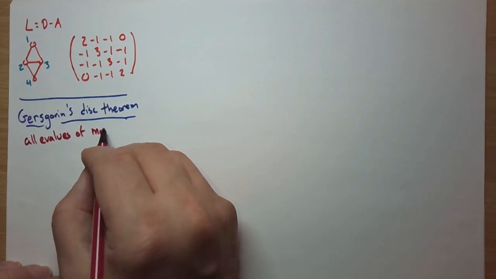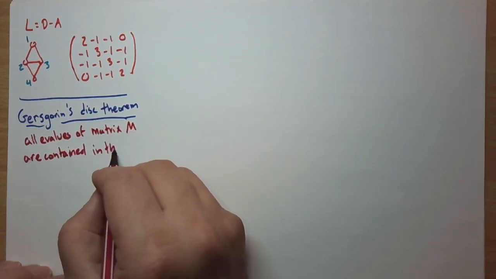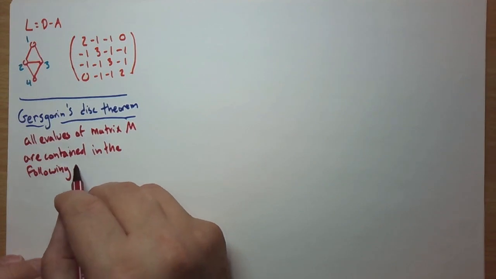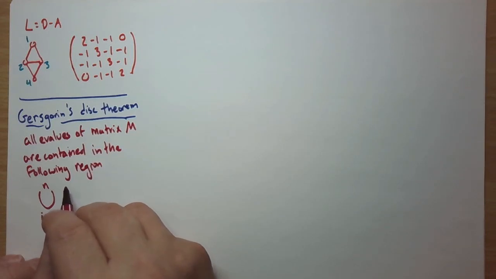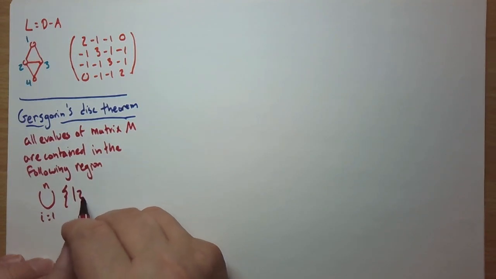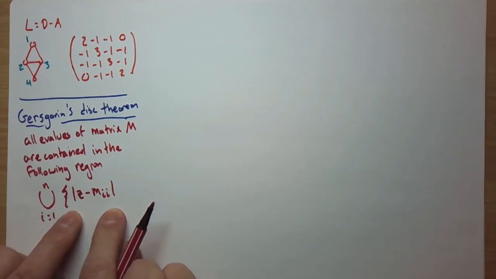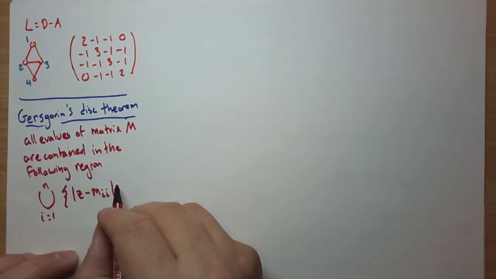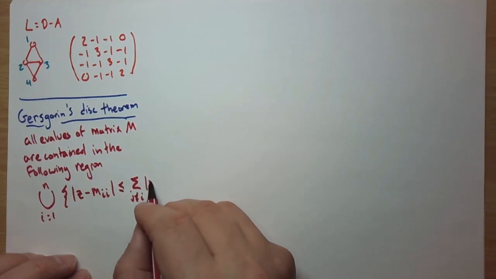of a matrix M are contained in the following region. And the region is a collection of disks, and hence the name Gershgorin's disk theorem. So it is the union, i equals 1 to n, where I'm thinking of M as an n by n matrix, of the set of points where you have |z minus M_ii|. So absolute values, just think of that as distance. I'm saying the distance away from the center, your diagonal element, is less than or equal to the sum, j not equal to i, of the absolute value of M_ji.